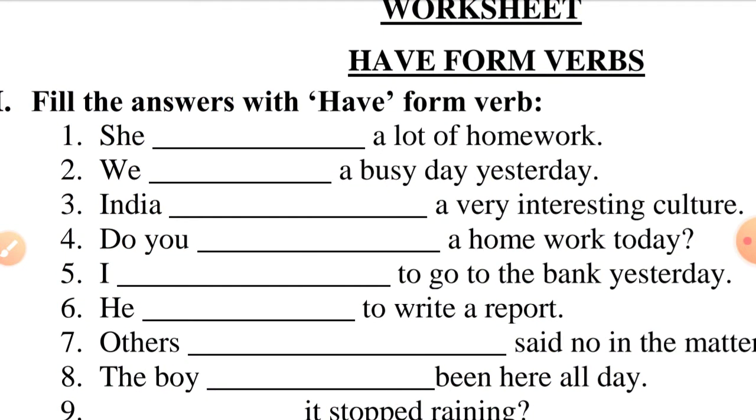So we already know, right, when the subject is he, she, it, there, we have to use has for the present tense have form. When the subject is I, you, we, they, there, we have to use have in the present tense of have form. Okay, so here you can fill in what comes.